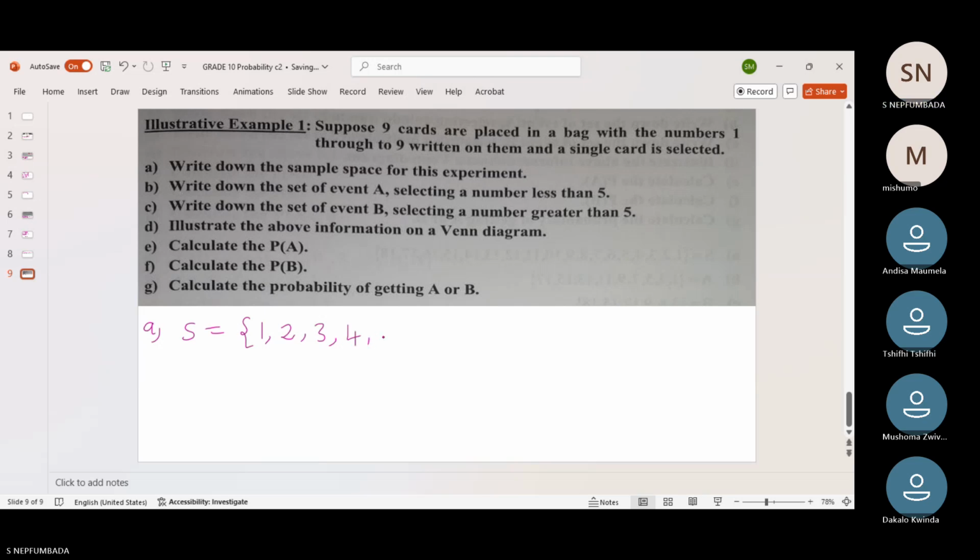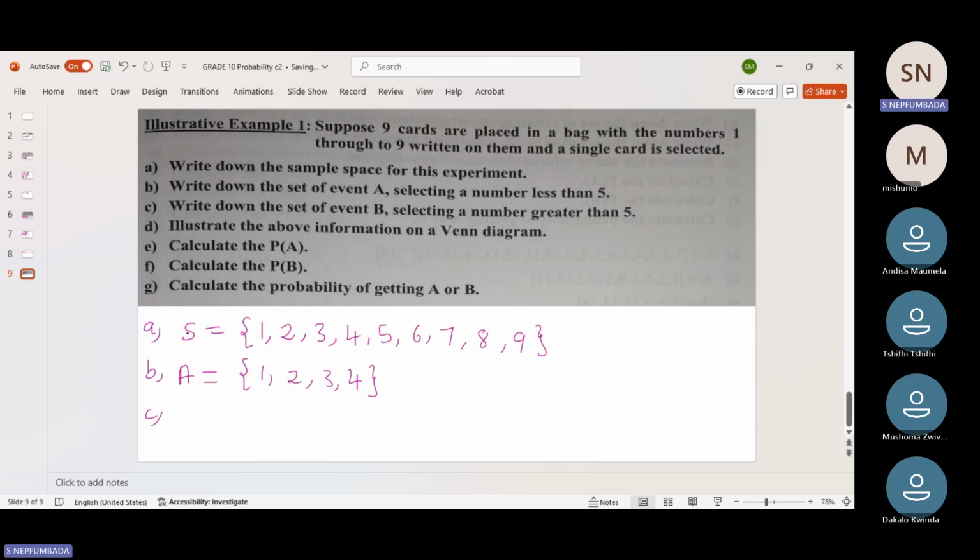Are we fine? Yes. Question B, they say write down the set of event A, selecting a number less than 5. The set of event A, a number less than 5, is 1 to 4. Those are the numbers that are less than 5.